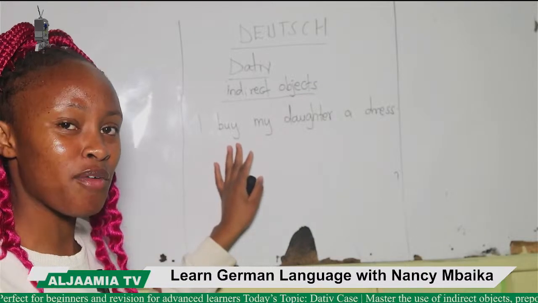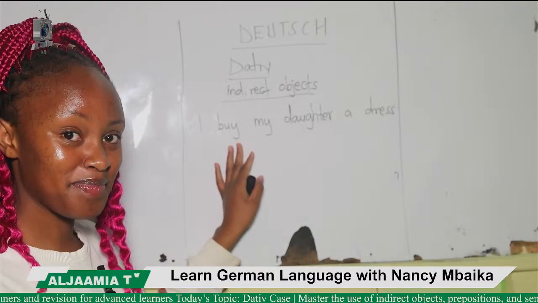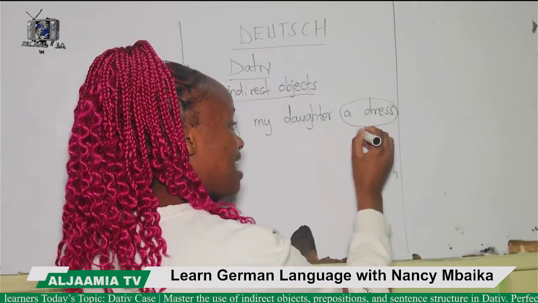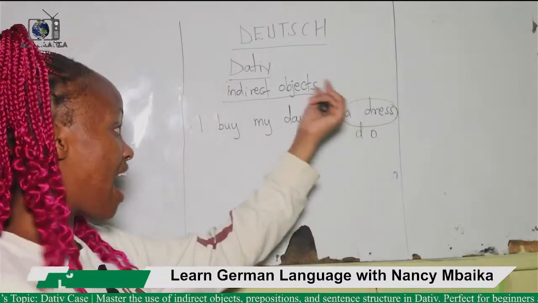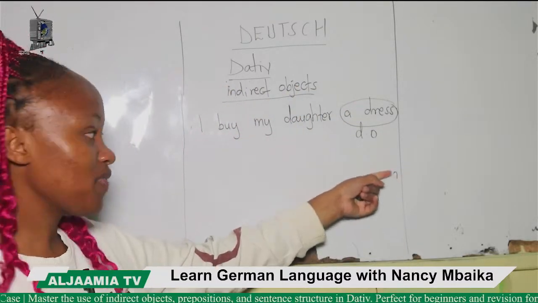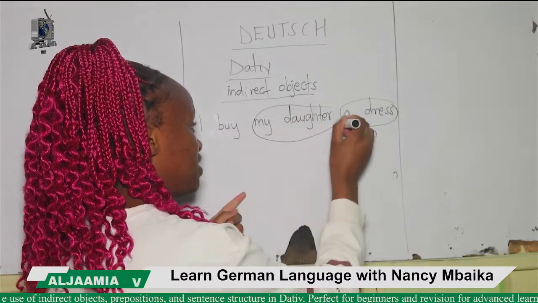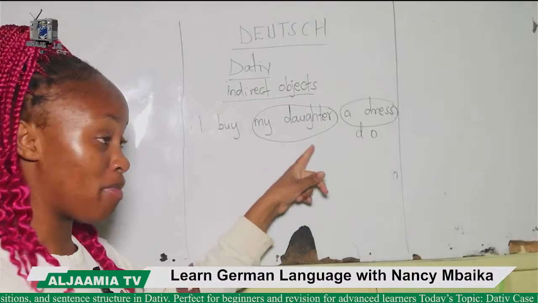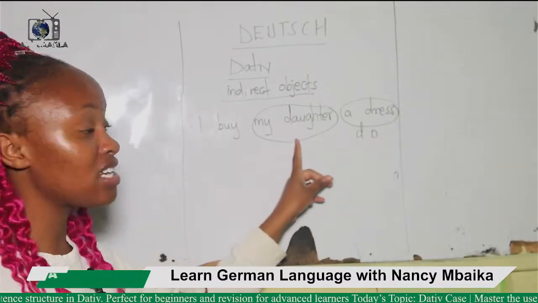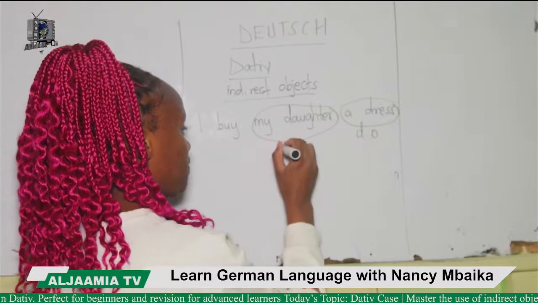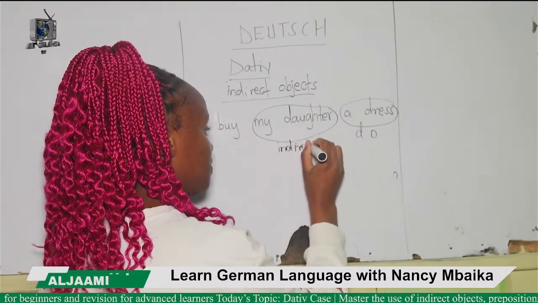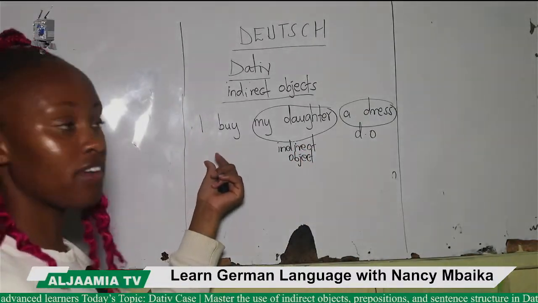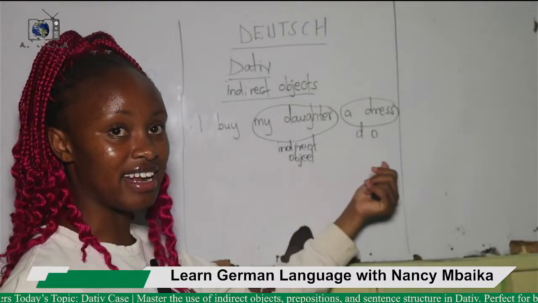So what do we buy? Are we buying the daughter or are we buying the dress? So we are buying the dress. So the dress is going to be the direct object. This one receives the action of the verb directly. And then you have my daughter. So my daughter, she's going to receive the action, but now indirectly. We are not buying our daughter, but we are buying a dress. So our daughter becomes the indirect object.